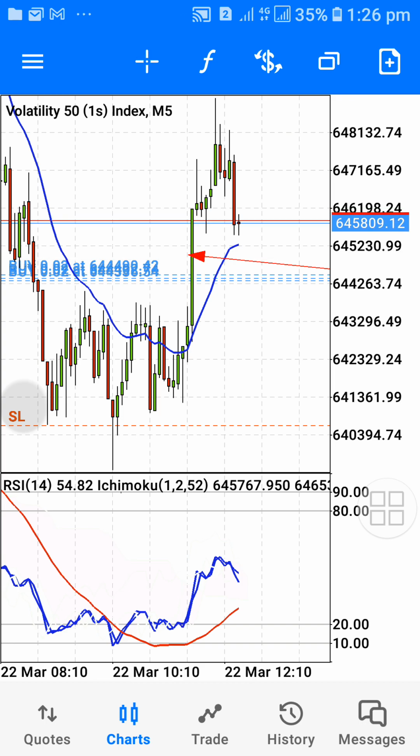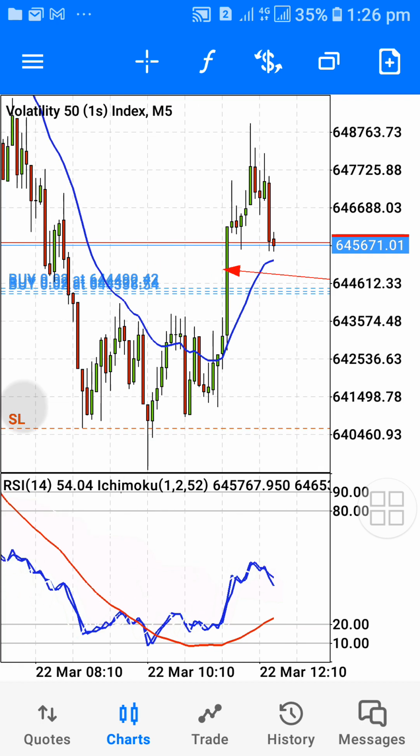So you can use this on your Volatility 75, Volatility 25, and Step Index. These pairs are very volatile. You can make money from these pairs.